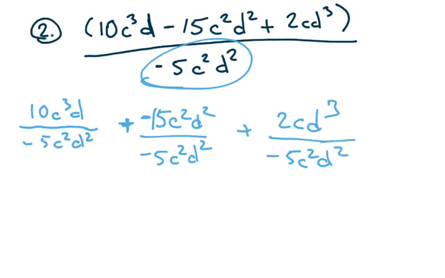So 10 divided by negative 5 is negative 2. Watch the signs. C cubed divided by c squared is c. D over d squared is going to leave me with d in the denominator. So again, remember we're subtracting the exponents. With the d, we have 1 minus 2, which is negative 1, which means d goes to the bottom. In the following one, negative divided by negative is a positive. 15 divided by 5 is 3.